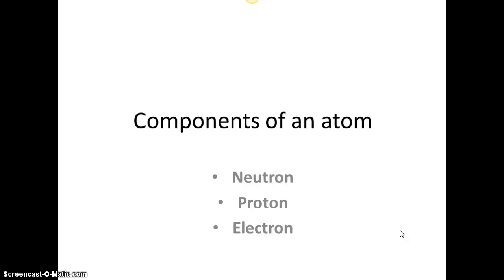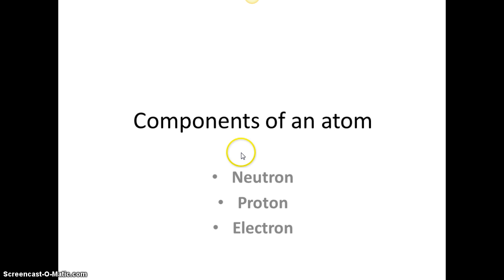Hello, everybody. This is Fundamentals of Chemistry and Nuclear Chemistry. We're starting today with the Fundamentals of Chemistry. We're going to be going over two areas today: components of an atom, the basic structure of an atom, and the periodic table arrangement. So let's go to the next slide now.